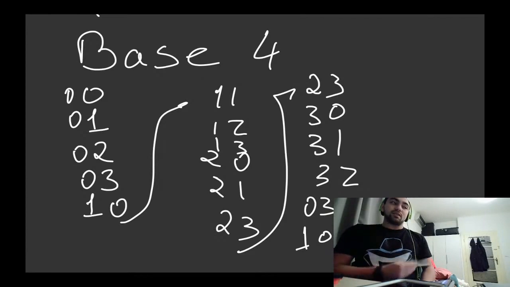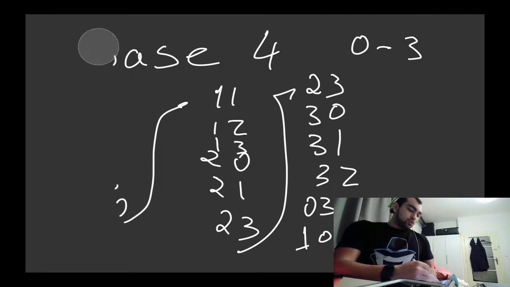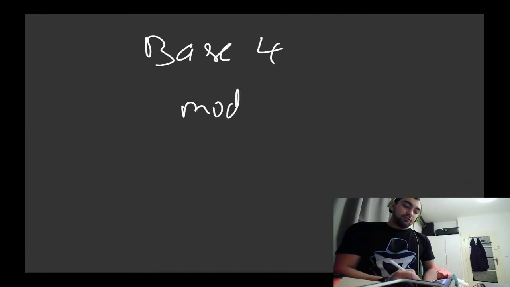And it's the same concept as base 10, except you're limiting your digits to 0 through 3. Right, and you're doing so because you have a base 4. Your digits are always going to be mod 4, right?